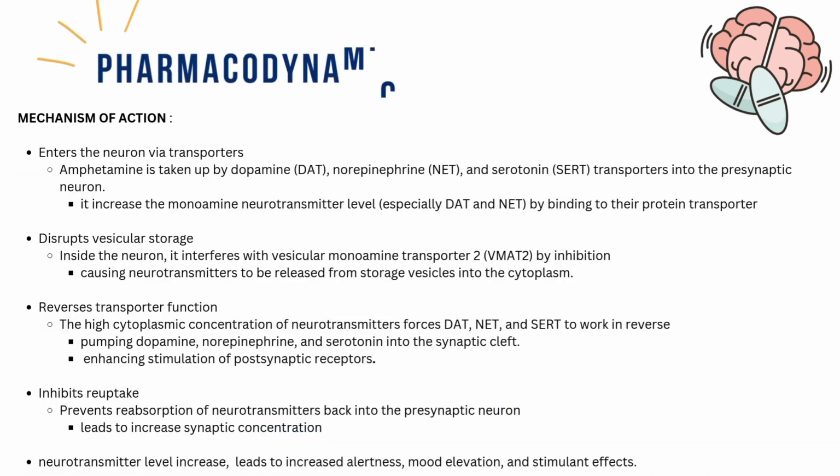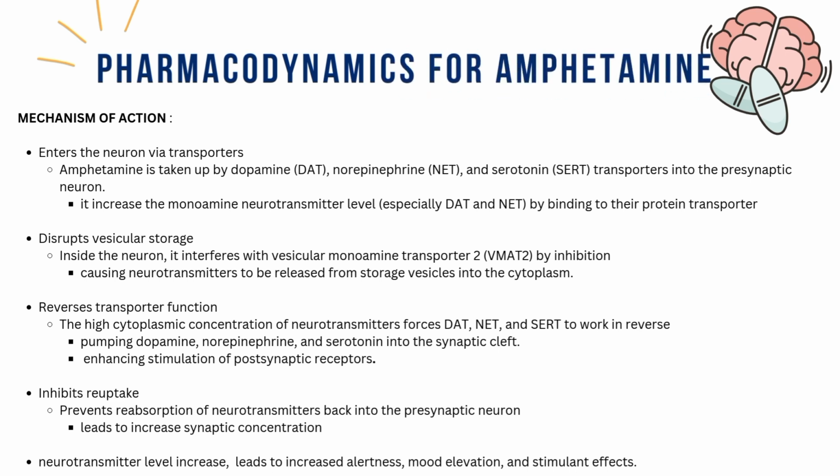The pharmacodynamics of amphetamine, which is the mechanism of action. I will explain the mechanism of action, which has four points: amphetamine enters the neuron via transporter, disrupts the vesicular storage, reverses transporter function, and inhibits reuptake. Amphetamine enters the neuron via transporter, whereby amphetamine is taken up by the dopamine, norepinephrine, and serotonin transporters into the presynaptic neuron. This will increase the monoamine neurotransmitter level, especially dopamine and norepinephrine, by binding to their protein transporters.